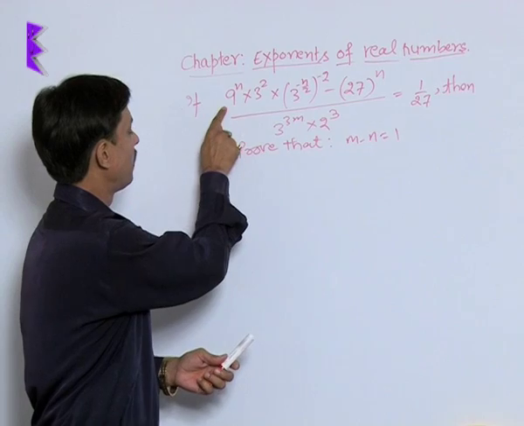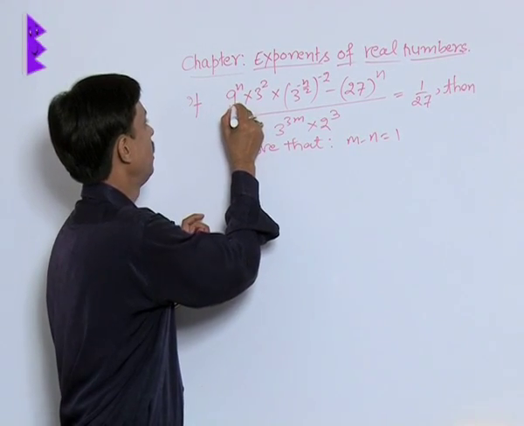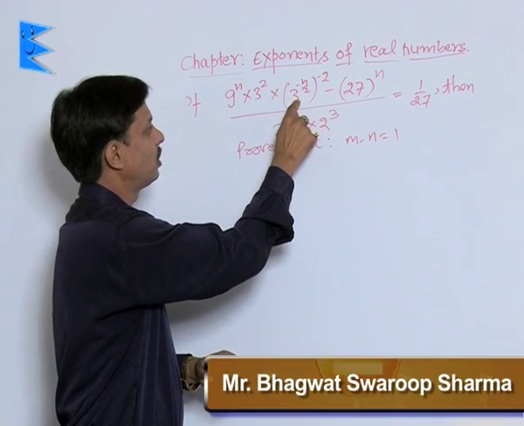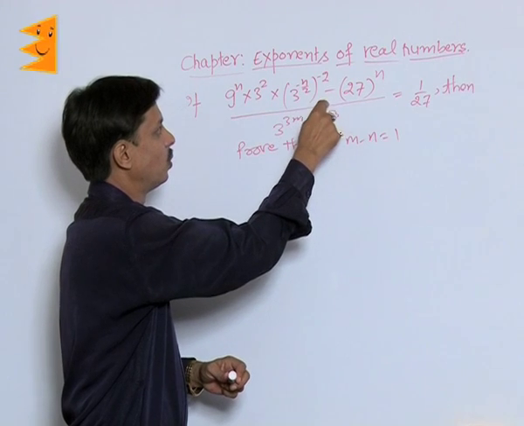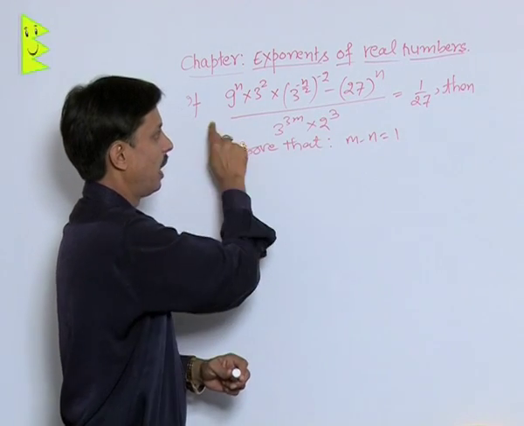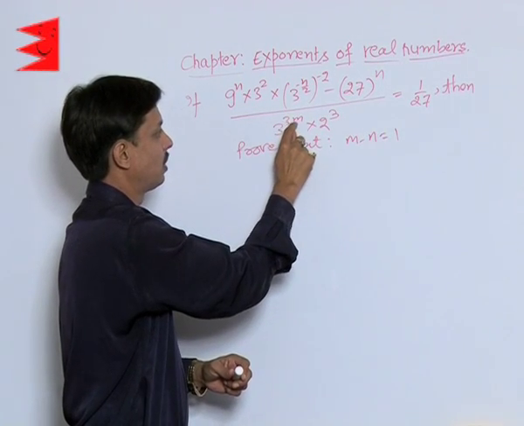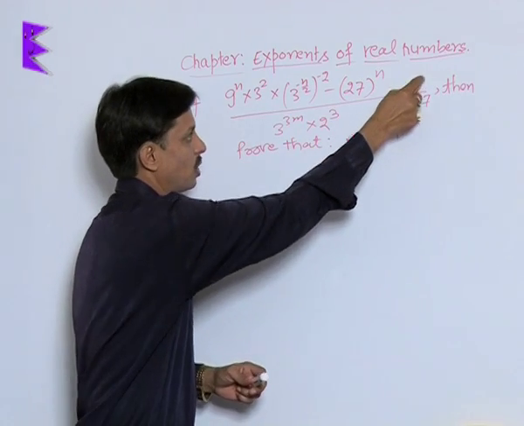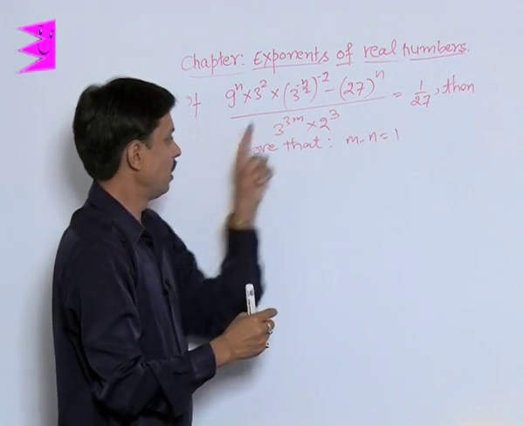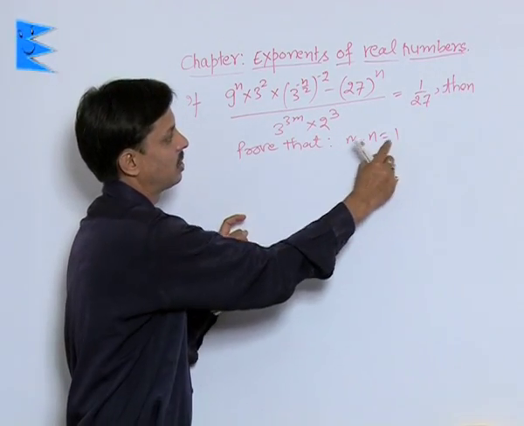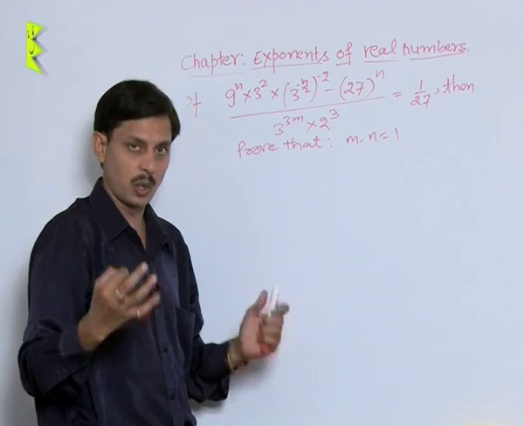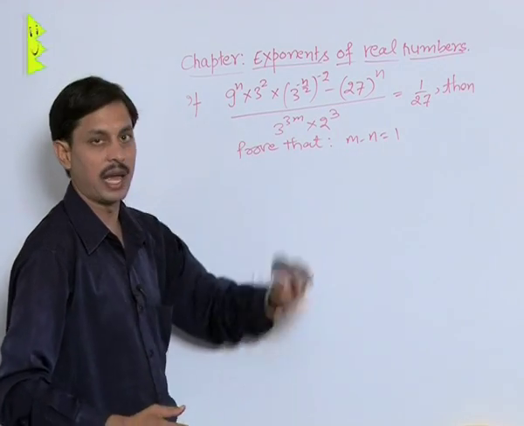Please see, (9^n) multiplied by 3^2 multiplied by 3^(-n/2) to the power -2, minus 27^n, entire divided by 3^(3m) into 2^3 is equal to 1 upon 27. If this value is equal to this value, then prove that m minus n is 1. Or you can say this condition holds true only if m minus n is what?